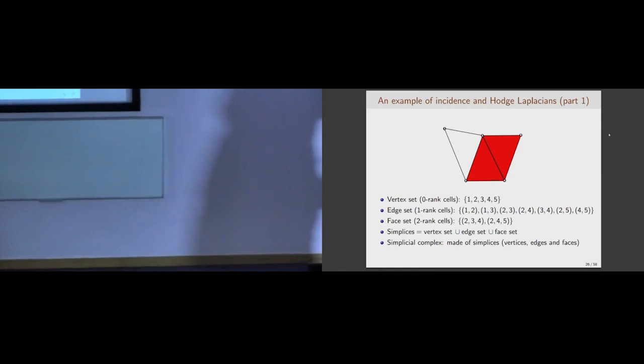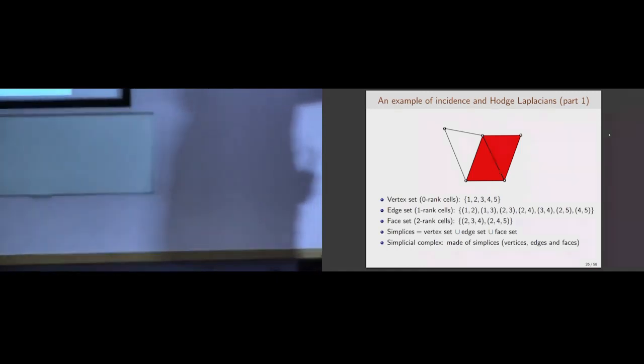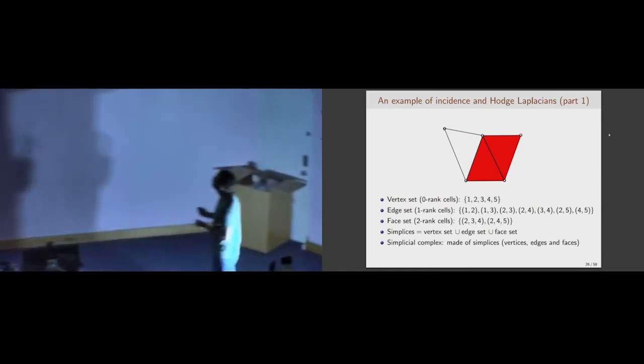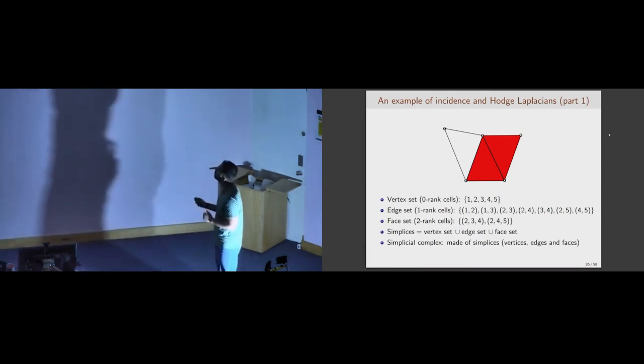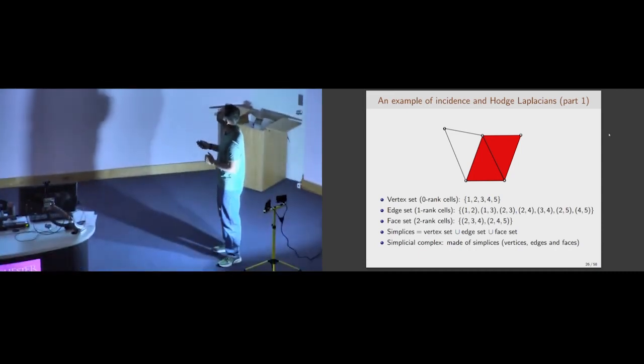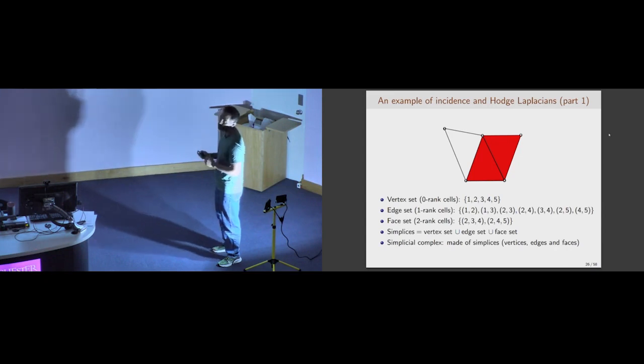It consists of a vertex set, the rank 0 cells, 1, 2, 3, 4, 5, the nodes essentially, and an edge set, which are all the edges. So far this is just a graph, but now let's also think of this face set, 2, 3, 4, and 2, 4, 5. So look at these two red triangles.